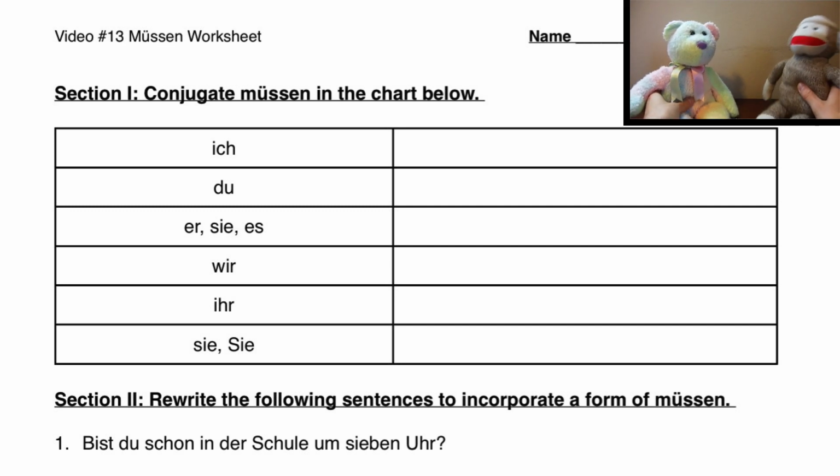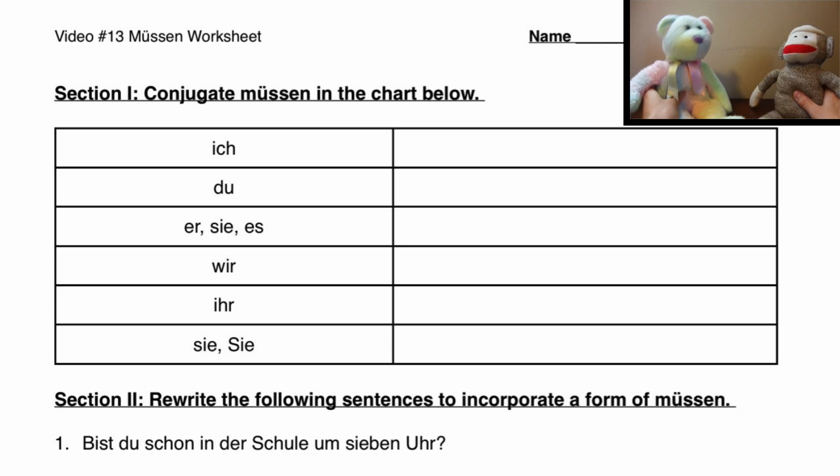Today we're going to be talking about müssen. Müssen is must or to have to in German. If you haven't seen the German with Puppets episode about that, go ahead and click on that button over there. In the meantime, let's go ahead and get started.